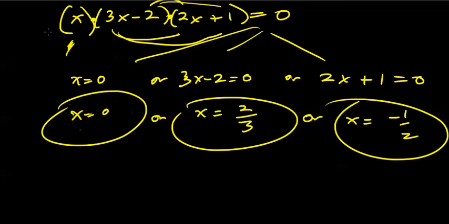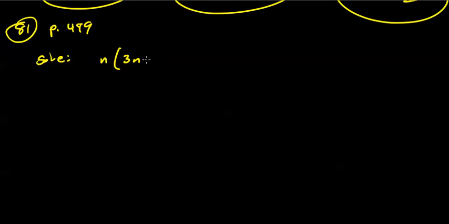Alright, one more before we call it a day here. This is in your homework list. I believe this is number 81 on page 499 in section 5.9. Solve the following equation. n times (3n minus 4) equals (n minus 6) squared plus 11n minus 1.